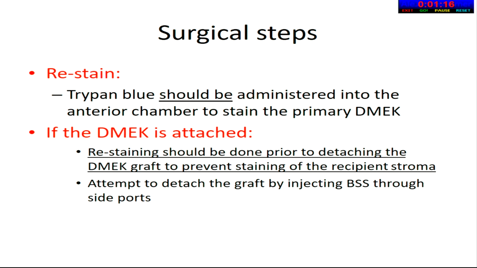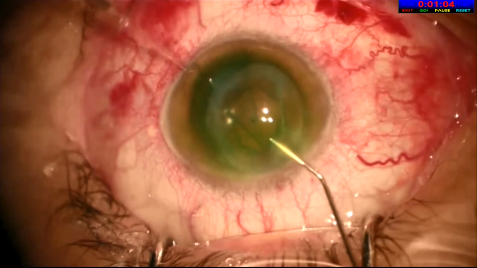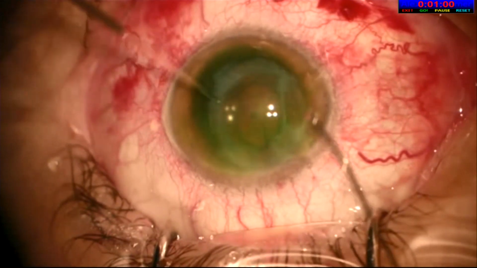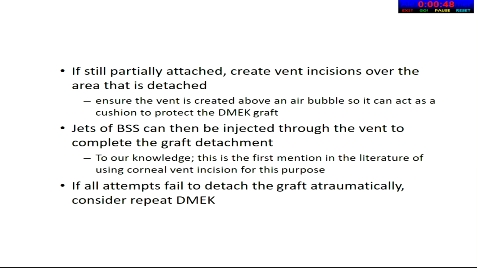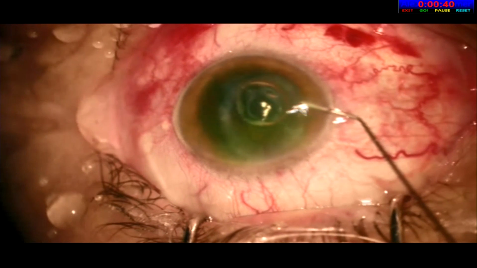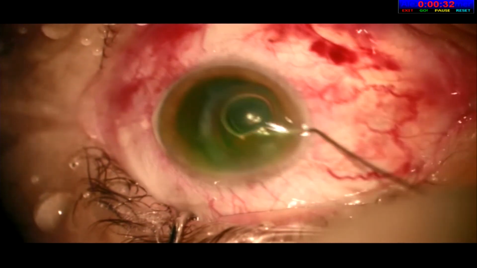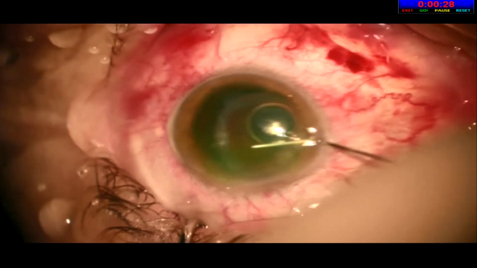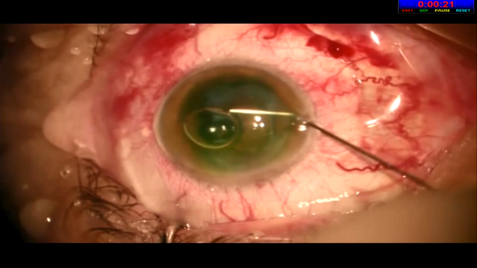For the remaining part of the talk, I will be concentrating on how to detach a partially attached or fully attached graft. So here we are using jets of BSS to detach an upside down graft. And here we can also use an air bubble to help detach the graft. So firstly, an air bubble. Now, this separates the graft and the recipient stroma, and then it creates space for you to use jets of fluid to displace the rest. And also, you can use the air bubble by brushing it from above to detach the rest of the graft.